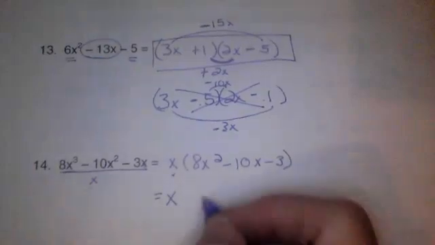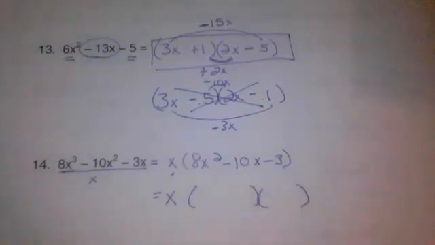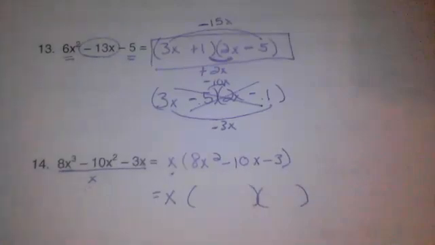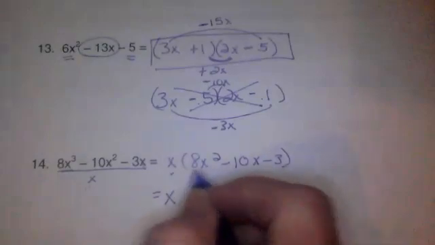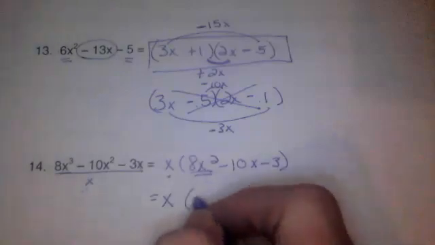So I still have to bring down the x, but now we're going to try to take this trinomial that's left over apart, just like we have all the rest of these. So we will have to ask, okay, what multiplies to give us 8x squared? Well, 8 and 1, 4 and 2. So I'm going to try the 4 and the 2.